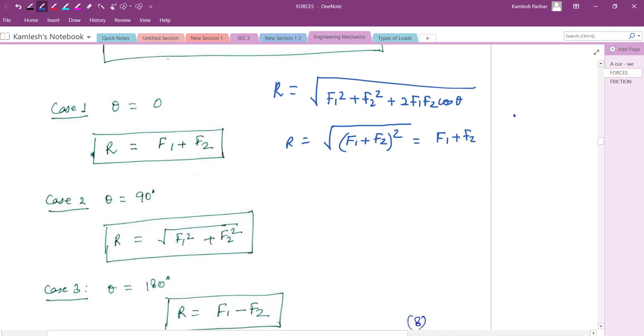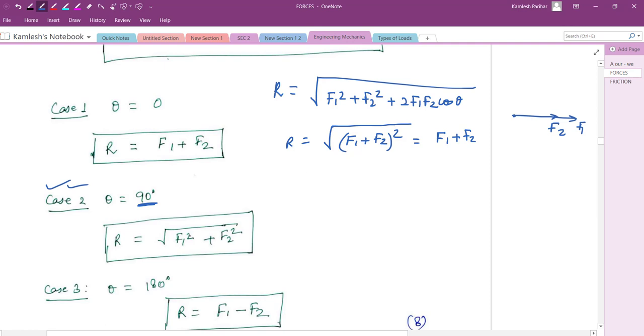So theta is 0 means if F1 is acting in this direction, then F2 is also acting in this direction. So very simple, we can understand by common sense that F1 and F2 will add to each other because theta is 0. Now what about if theta is 90 degrees? That is case 2. Case 2, theta is equal to 90 degrees. Cos 90 is what? 0.